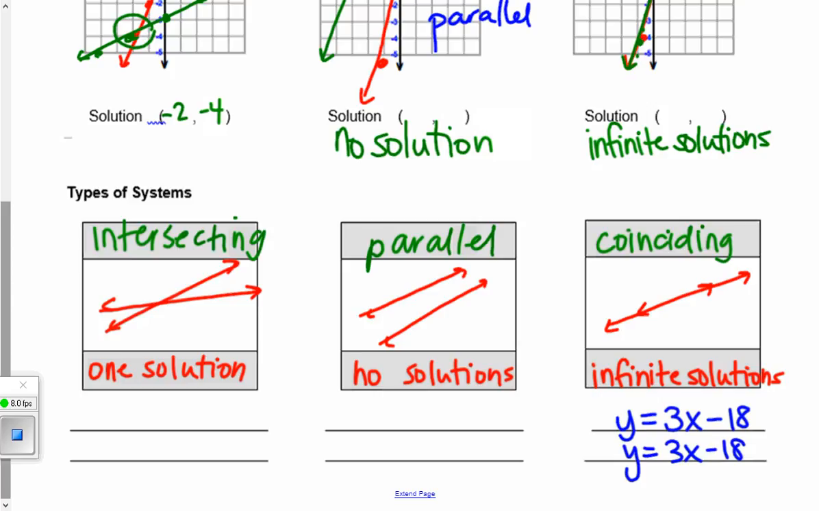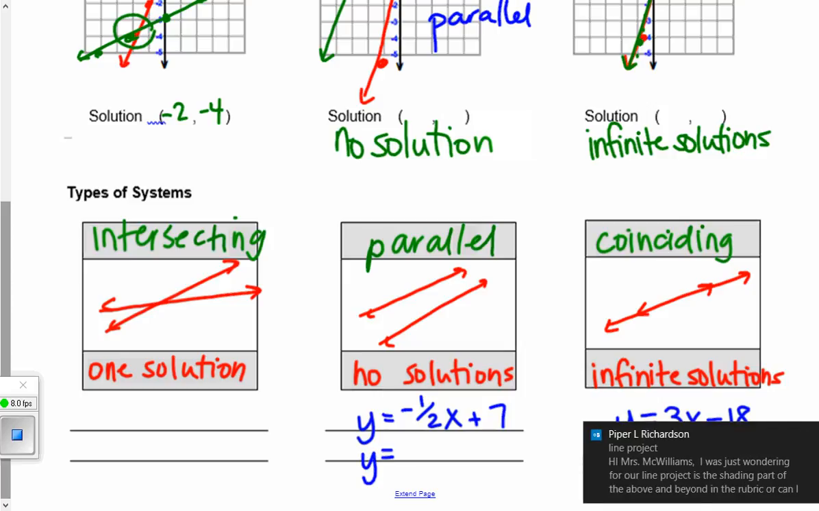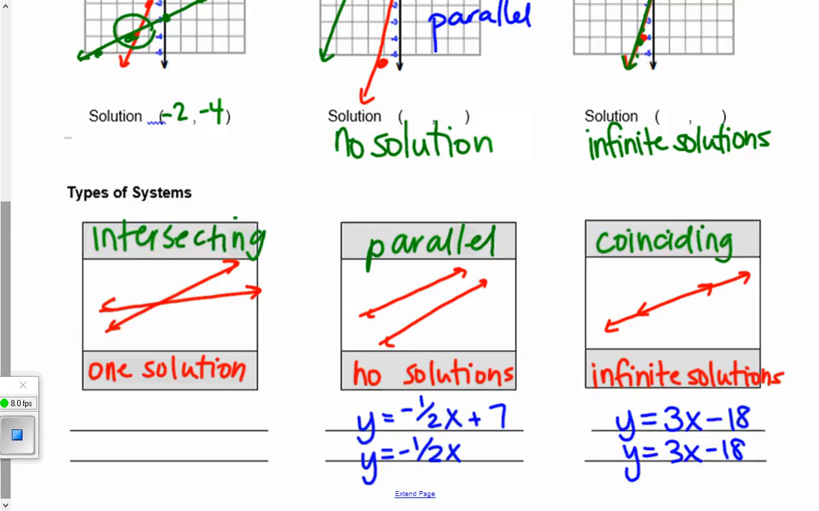So parallel, let's say the first line is y equals negative 1/2 x plus 7. Well, for it to be parallel, I need to also have negative 1/2 x, but I don't want to have 7 again, because that would be coinciding. Instead, I just want a different y-intercept. It can be anything. So I'll write like negative 4. Just made it up. But they have the same slope, that shows they're parallel.